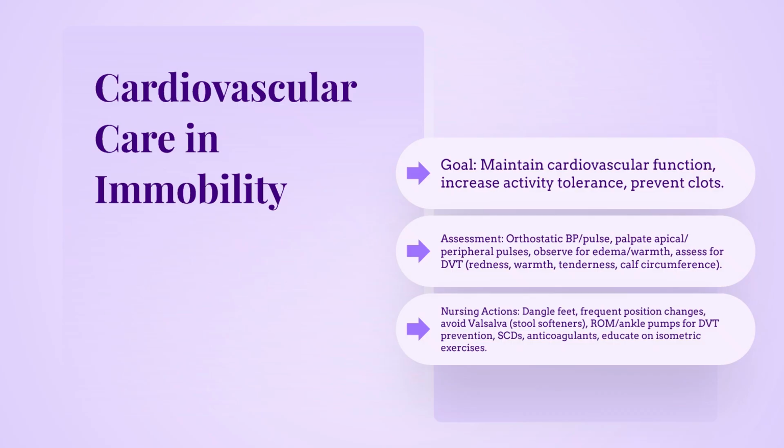Cardiovascular. We want to increase their activity tolerance and prevent clots. Prevention of clots is the most important cardiovascular care in immobility. So we want to assess orthostatic blood pressures. What you're going to do with those is you're going to lay a patient flat for 3 to 5 minutes. After they've laid for 3 to 5 minutes, you're going to take their blood pressure and pulse. Then you're going to sit them up, take their blood pressure and pulse, make sure they're not dizzy.